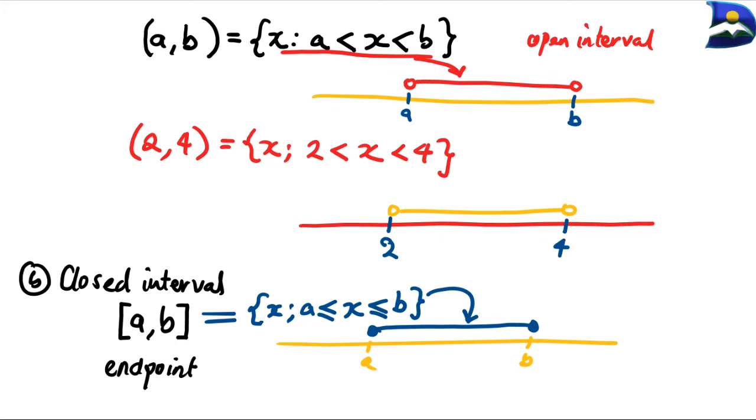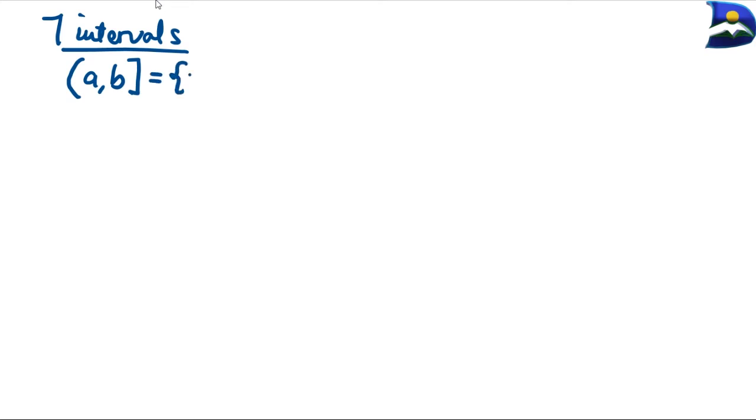And so that is how you're able to compare closed intervals and open intervals. Now, the other 7 intervals that we're going to show in this particular video are as follows. First is where you have A and B, and on one end it is an endpoint and the other one is not an endpoint.